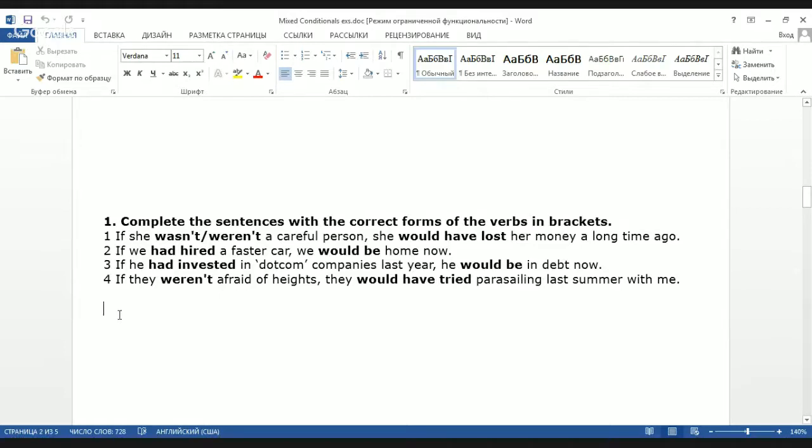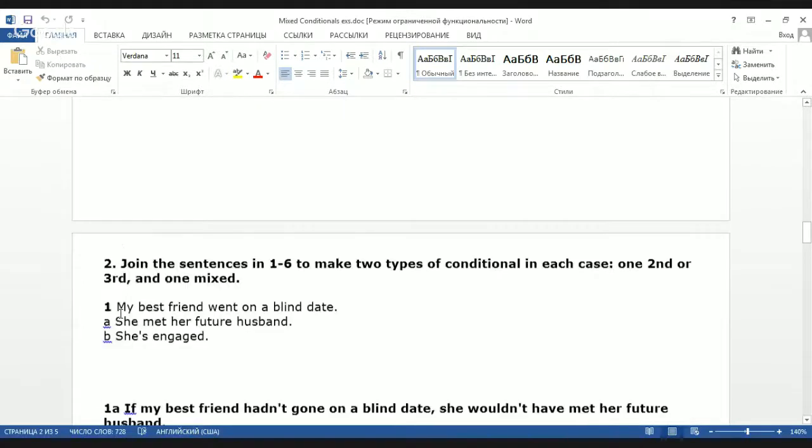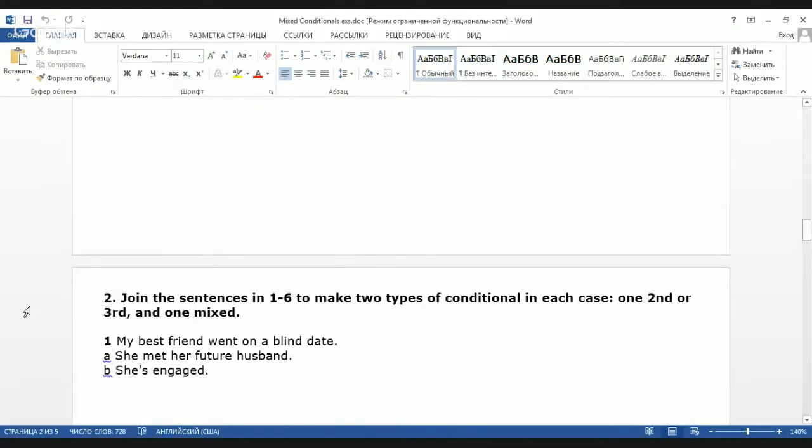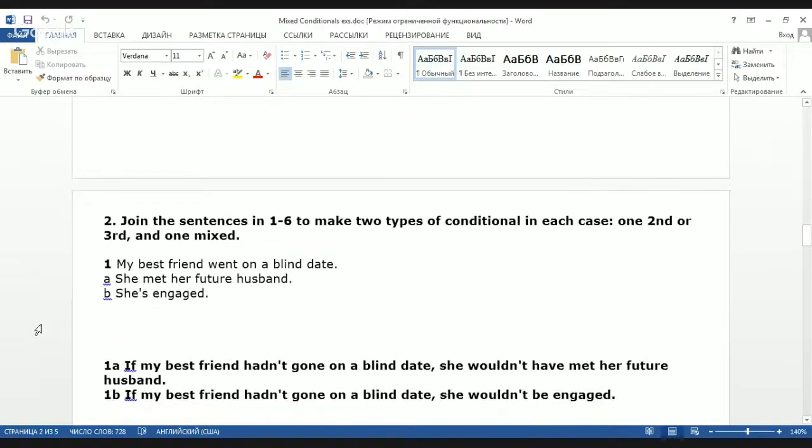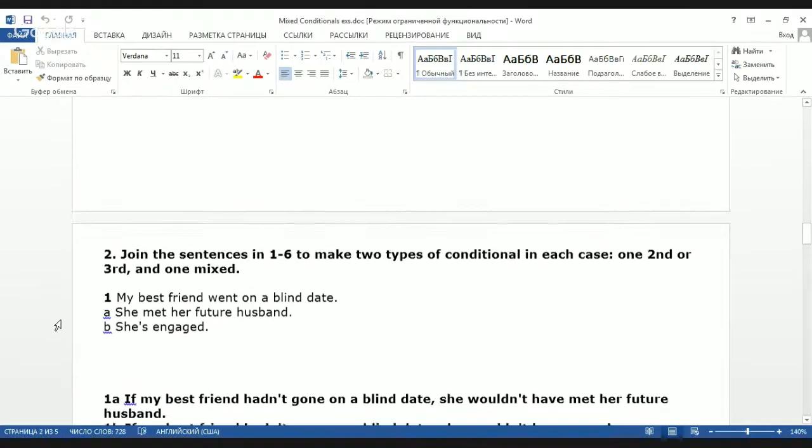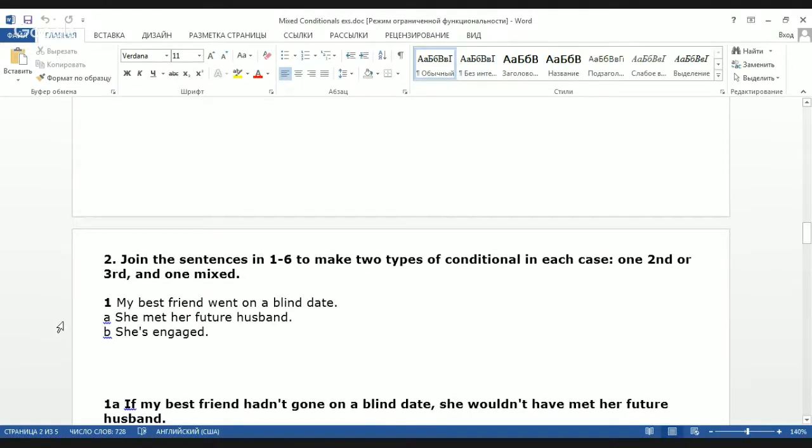Now let's look with you at one more task. It's going to be a little bit tricky, but if you're a smart person, I'm sure it won't be difficult for you. You can see here a situation. My best friend went on a blind date. She met her future husband. When the action happened, both of them happened in the past. Do we need here mixed conditional? I don't think so. Let's look at the answer to this sentence. If my best friend hadn't gone on a blind date, she wouldn't have met her future husband. This is just third conditional, nothing mixed.